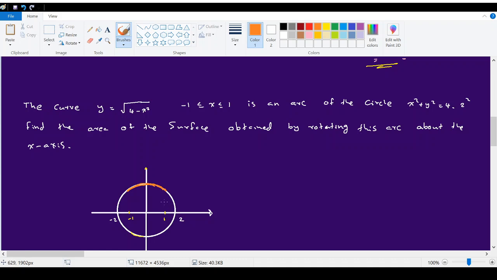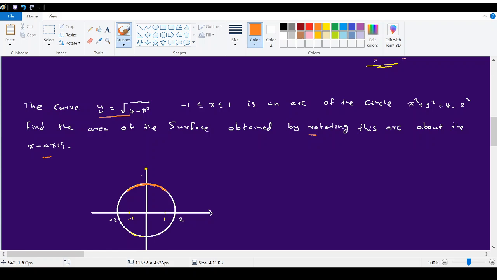And you really don't have to know the exact shape, okay? Even without drawing any pictures, you can obtain the area of the surface obtained by rotating, right? The only thing you need to know is the axis of rotation, which in this case is the x-axis, and the equation of the line, and the start point and the end point, right?